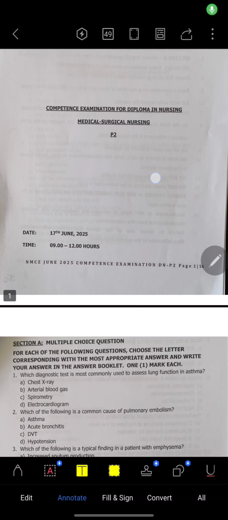Today's revision, we are focusing on looking at the Medsurge paper, and this is for June 2025. So we'll go straight, we start looking at the multiple choice questions.